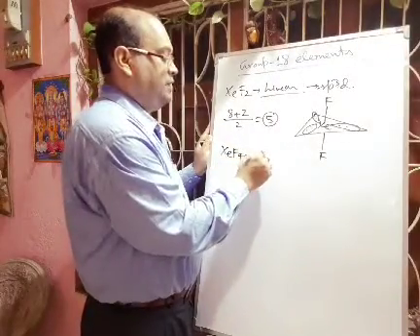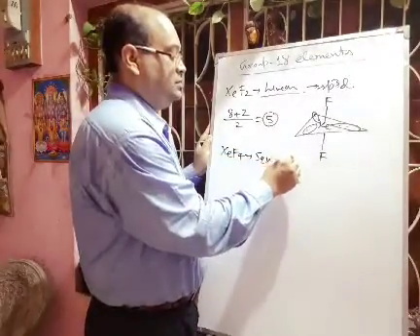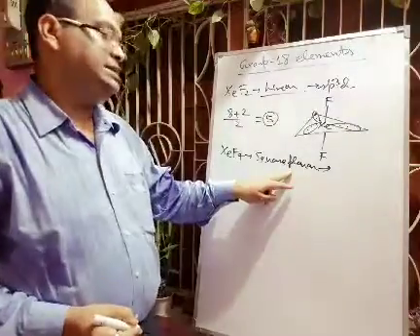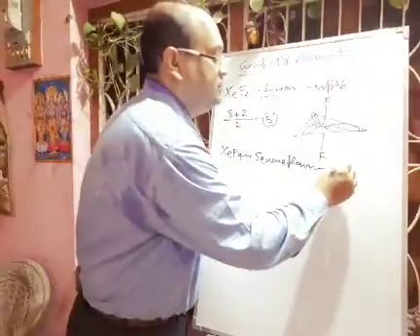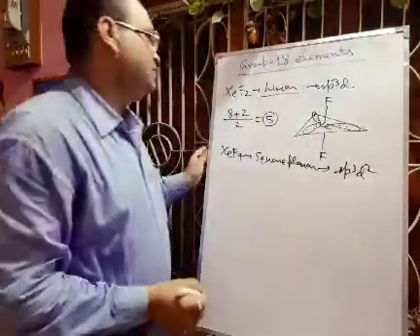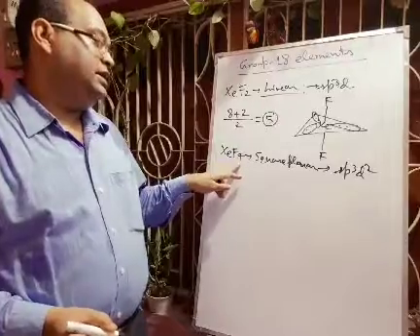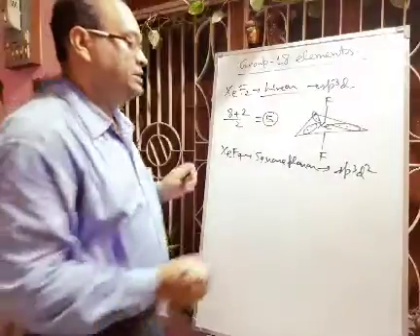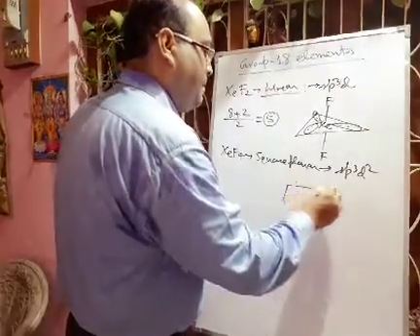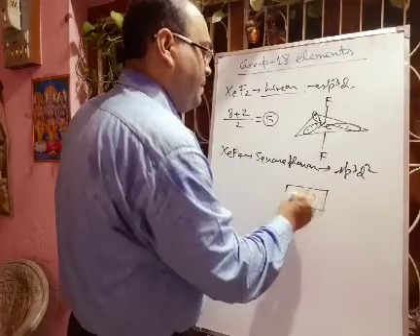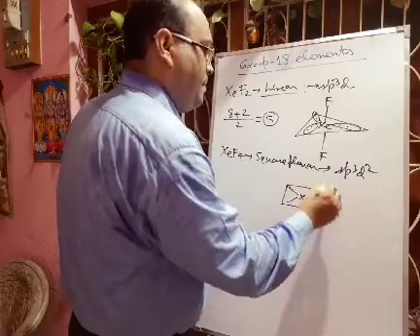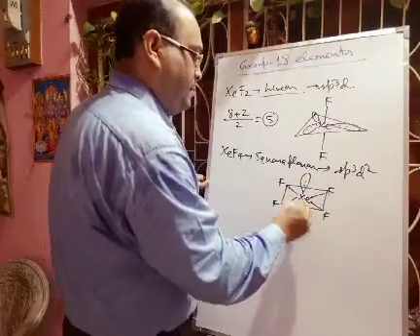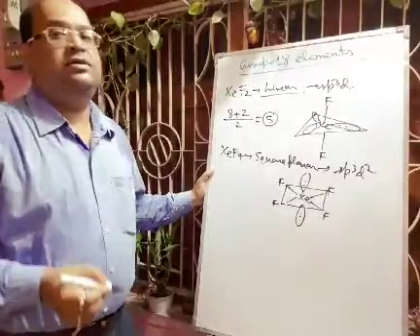XeF4 will be square planar. Here it has the hybridization sp3d2. Here also you can calculate, that is 8 plus 4, that means 12 divided by 2, 6 hybrid orbitals. So definitely it will be sp3d2 and its structure will be like this. So this is the structure of xenon tetrafluoride.